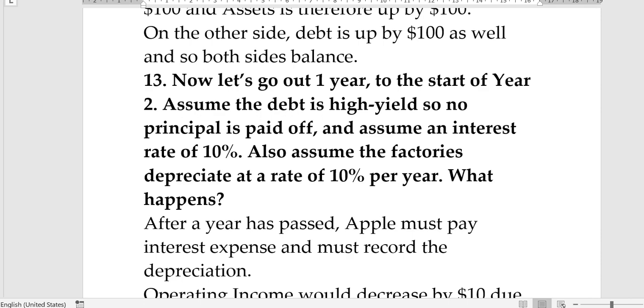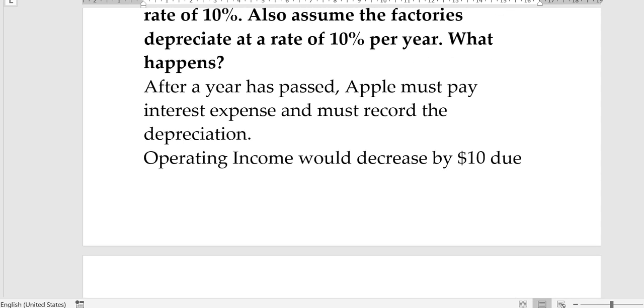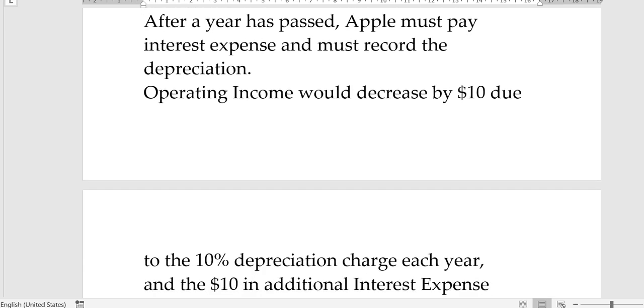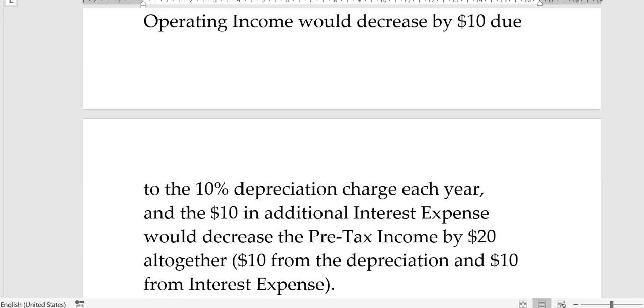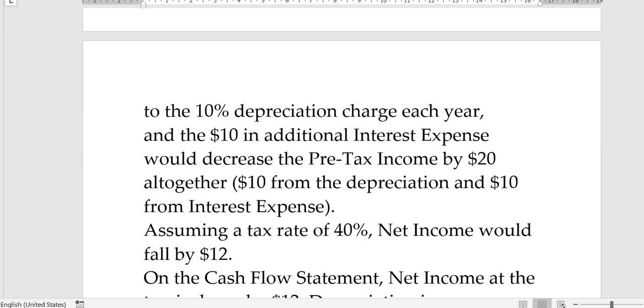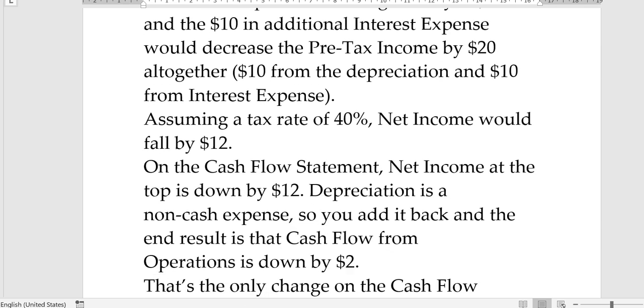What happens? After a year has passed, Apple must pay the interest expense and must record the depreciation expense. Operating income would decrease by 10 due to the 10% depreciation charge each year, and the 10 of additional interest expense would decrease pre-tax income by 20 altogether. Assuming a tax rate of 40%, net income would fall by 12.